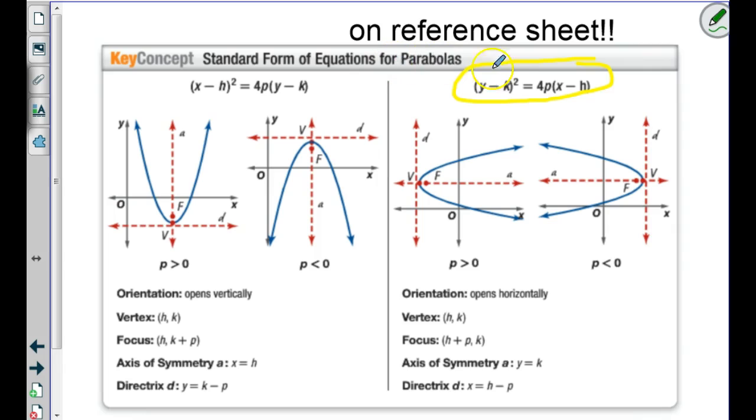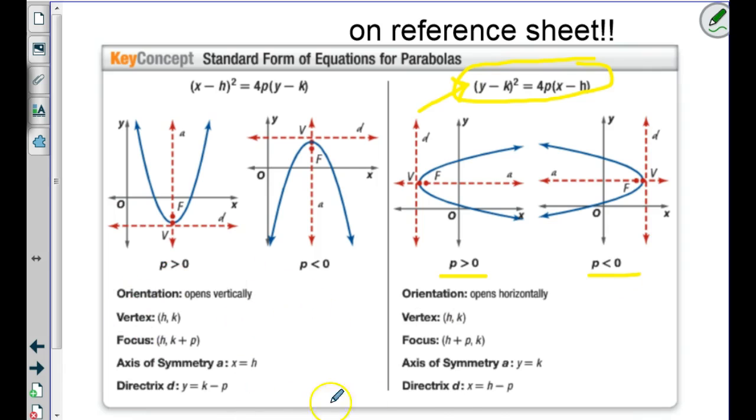What do you notice changes? Guys, what's in here being squared is the y, not the x. Okay, what's being squared is the y. That's what tells us it opens left or right, if the squared quantity is the y. And then again, if p is greater than 0, it opens to the right. Does that make sense? If p is less than 0, it opens to the left. Negative, going to the left.